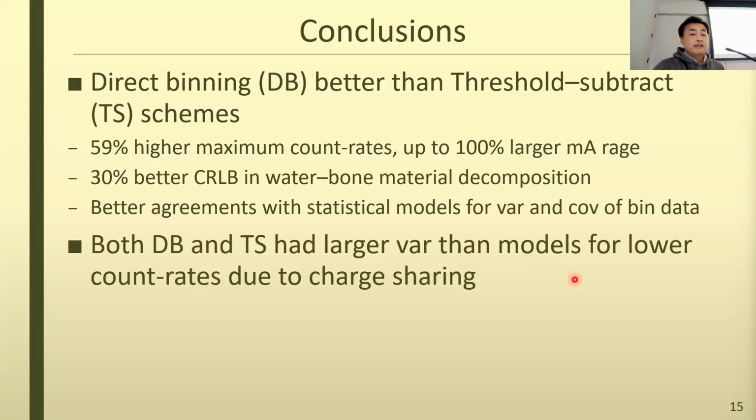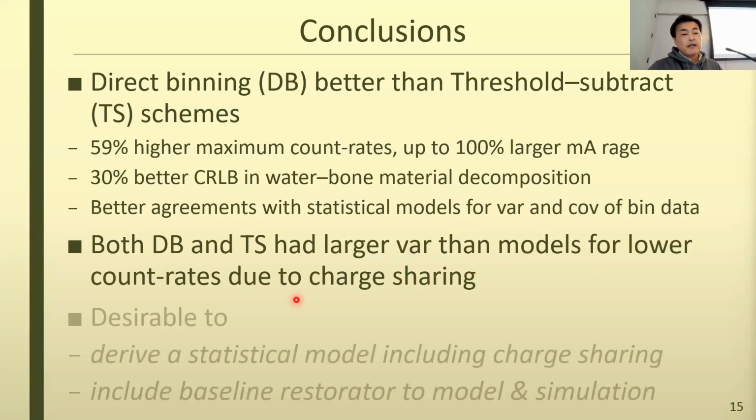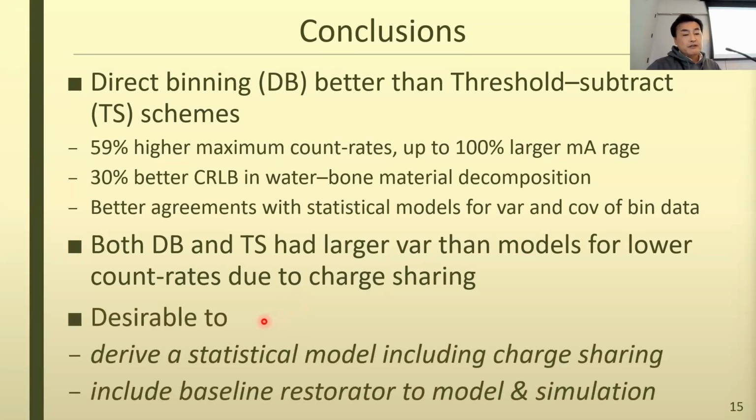Both the DB and TS schemes had a larger variance than the models for lower count rates because of this missing piece of the charge sharing. It would be desirable in the future to derive a statistical model that includes charge sharing, such that we can fully characterize the noise statistics with charge sharing and with pulse pileup effect.